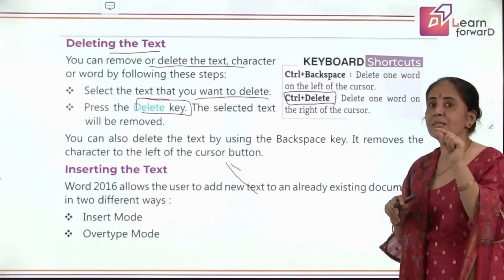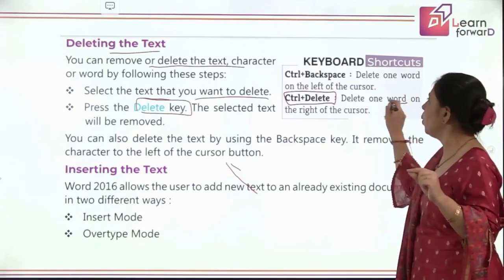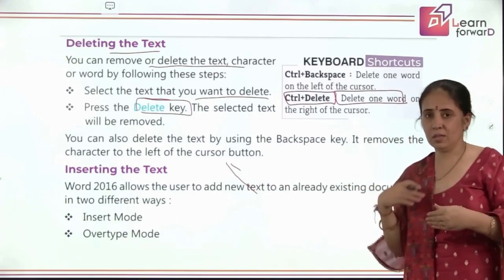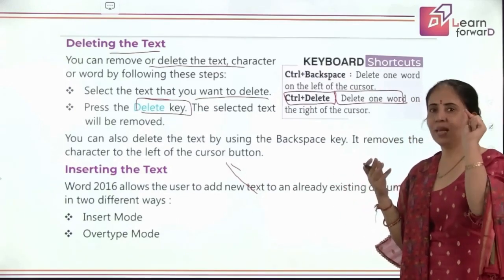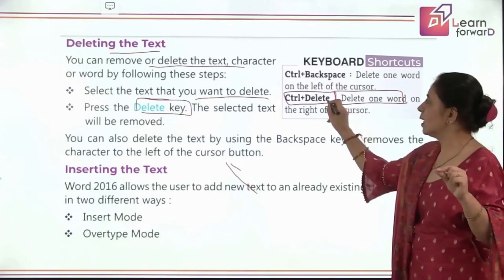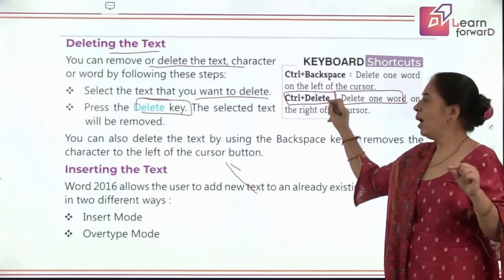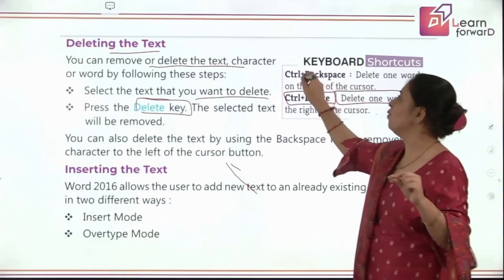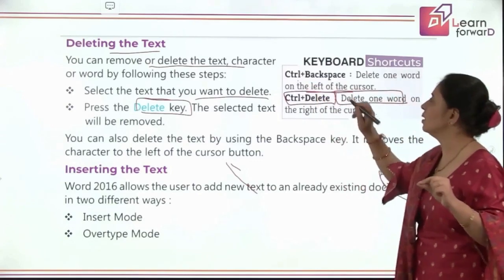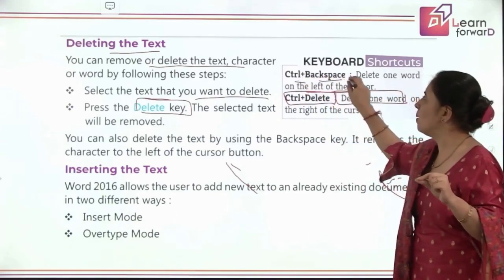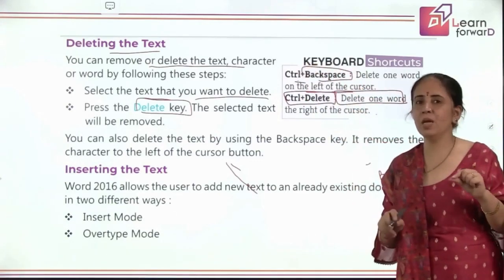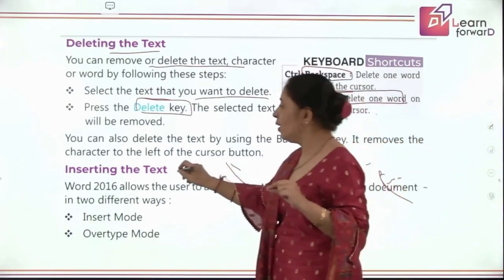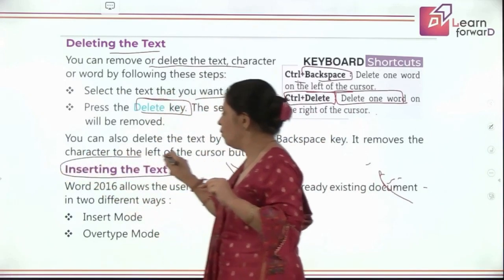But by pressing Control Delete, it will only delete one word on the right of the cursor. So your choice, if you want to delete any particular word on the right of the cursor, just press Control Delete. When you want to delete any word on the left of the cursor, you will press Control plus Backspace key of the keyboard. Understood?